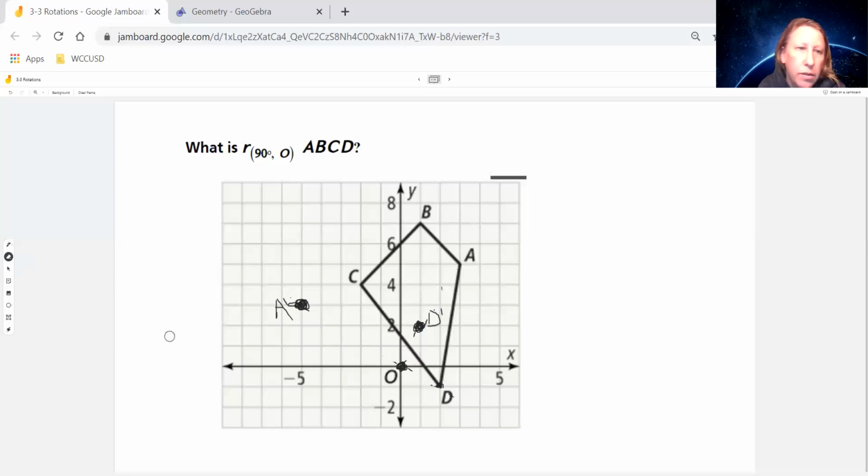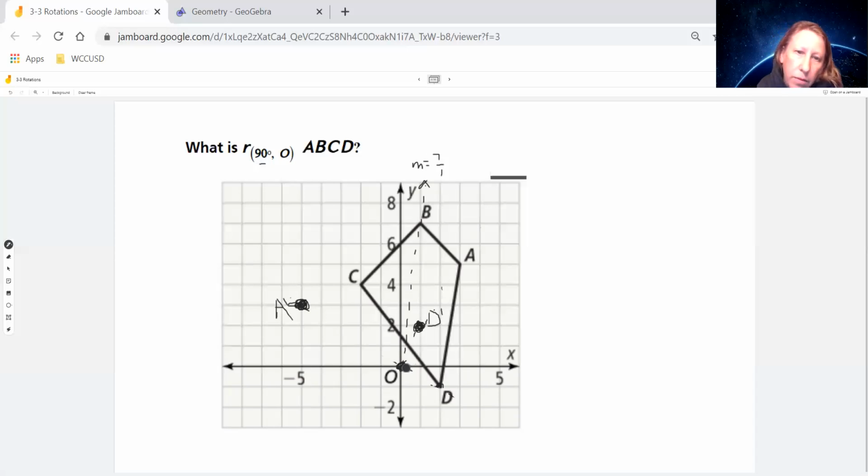Should we do B? And B is 1, 2, 3, 4, 5, 6, 7 over 1. So the ray that contains the origin, point O, and B is really steep. It's basically a slope of 7 over 1. So what's the perpendicular? What's the 90 degrees of that going to be?